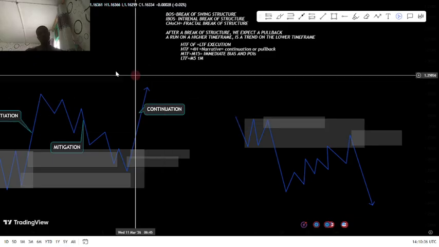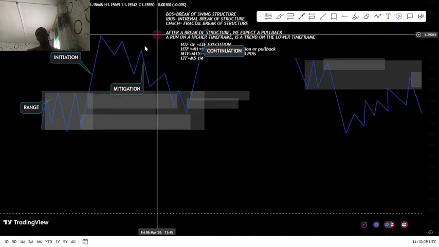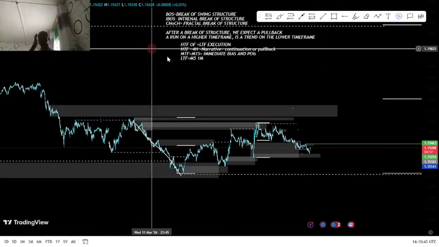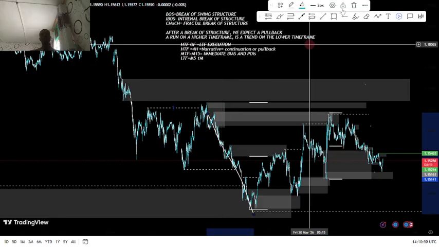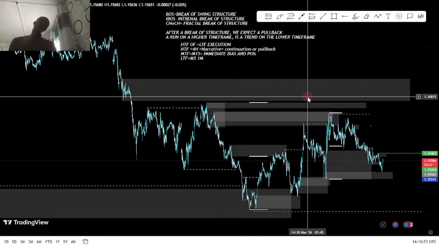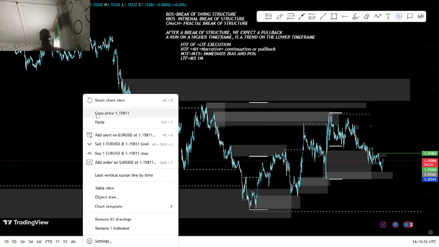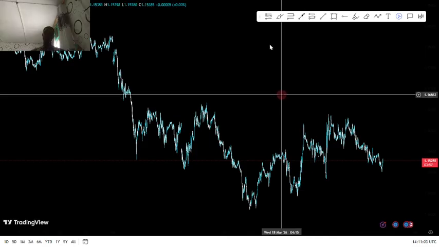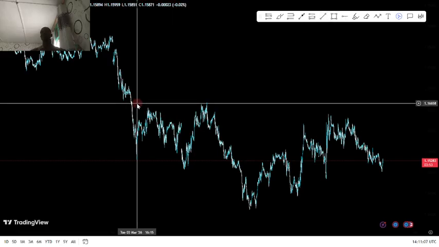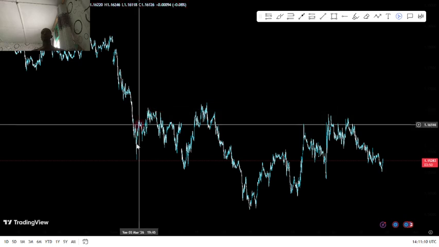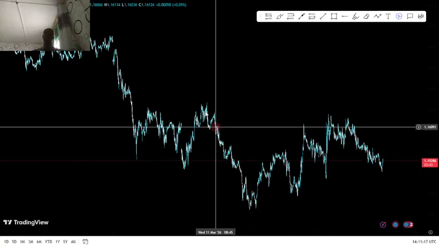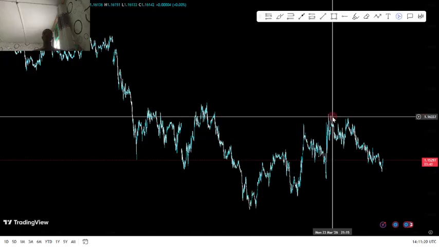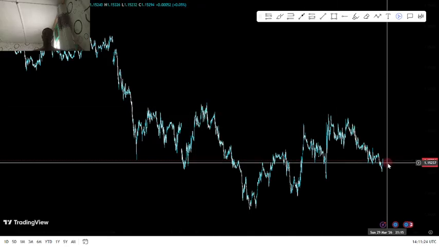So I will clear all of this, or maybe we just keep it there for tomorrow's sake. Okay, we are back on the 15 minutes. Now I'm going to hide everything for a minute so that you can see this is the range. Here is the range, here is the range. We initiated at the range from here. We are having a pullback, which is the mitigation. We have mitigated the range and we are continuing.